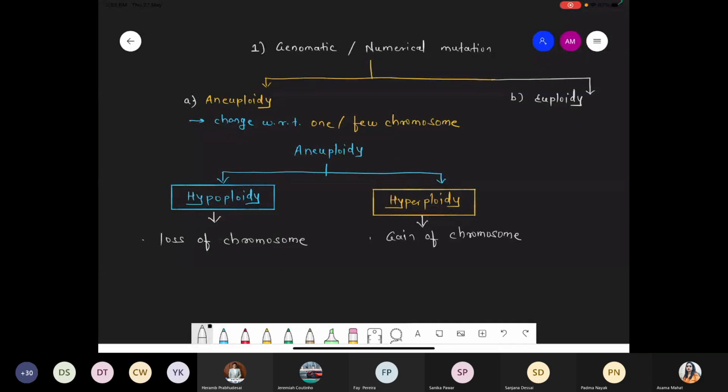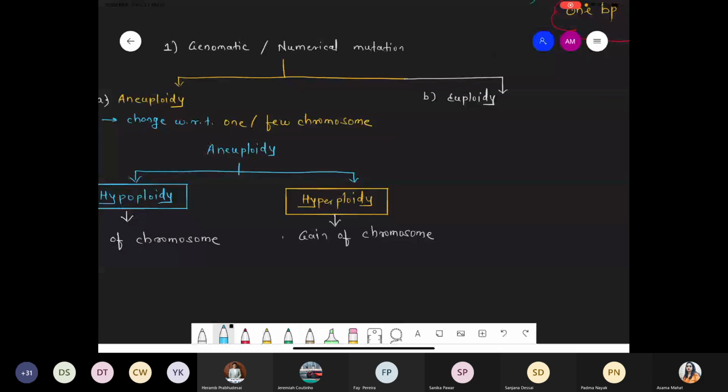Second type is euploidy. Euploidy means addition or deletion of a complete set of chromosomes. Complete set means, you know very well, chromosome number 2n. Half of the chromosomes come from the father and half from the mother, and they pair with each other because they are homologous chromosomes, and together they form a complete set of chromosomes. But in some conditions, an entire set gets lost or gets added. That addition or deletion is called euploidy.